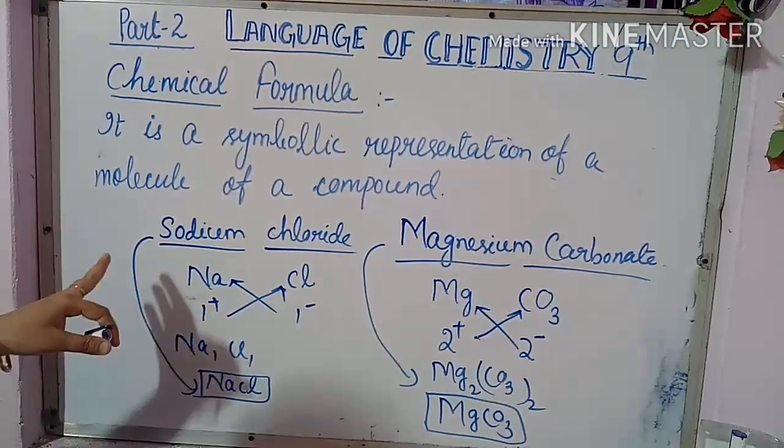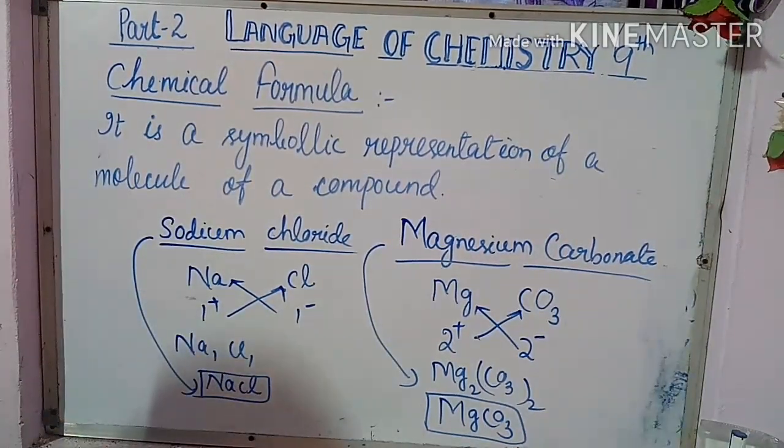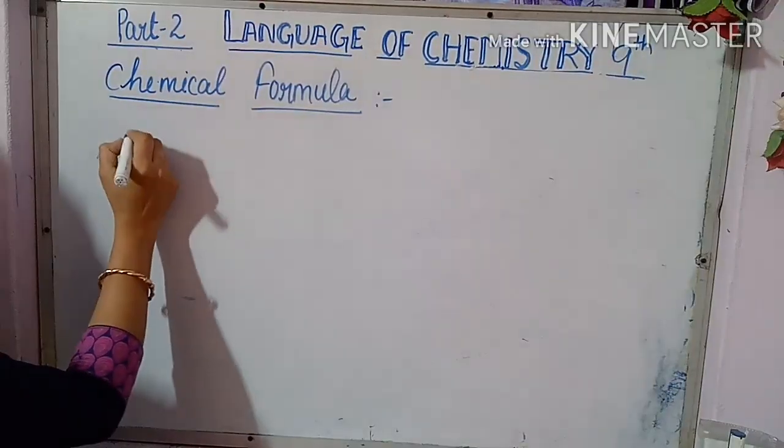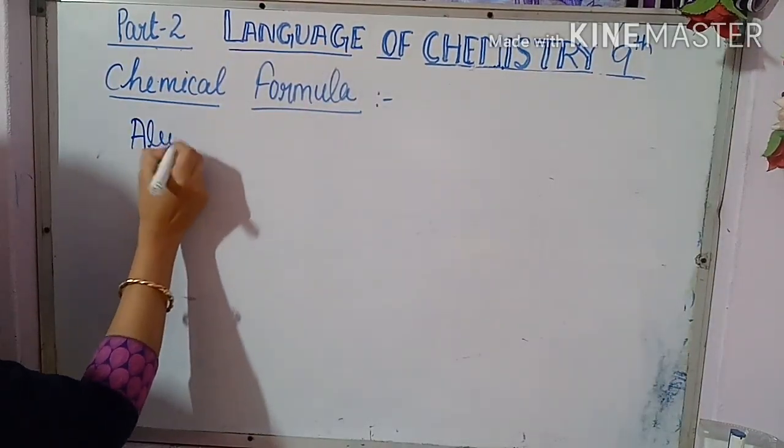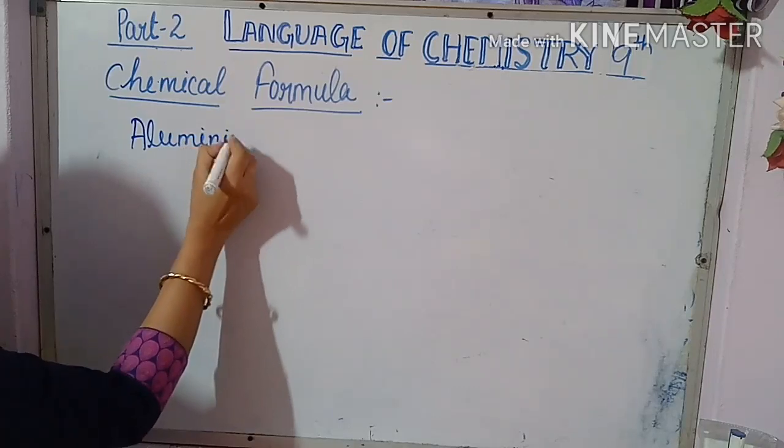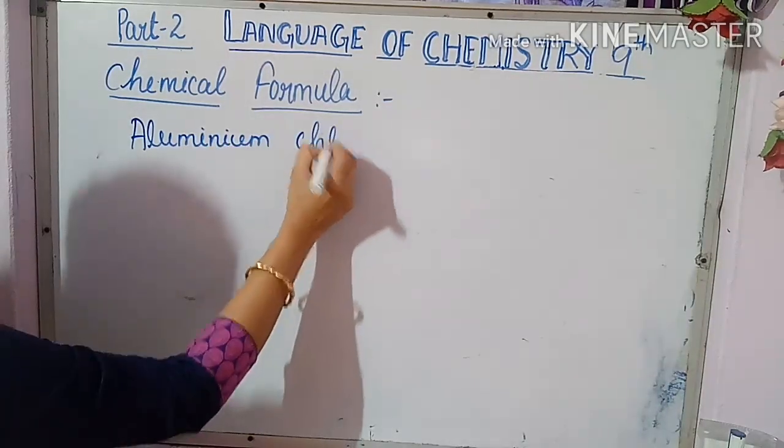Now let's go to the other compounds. Now children, suppose you take another compound, aluminium chloride. Aluminium chloride.